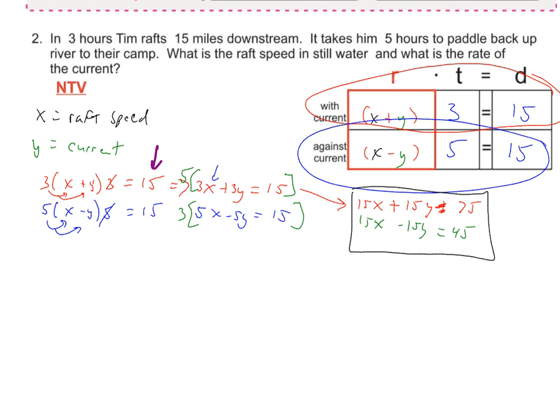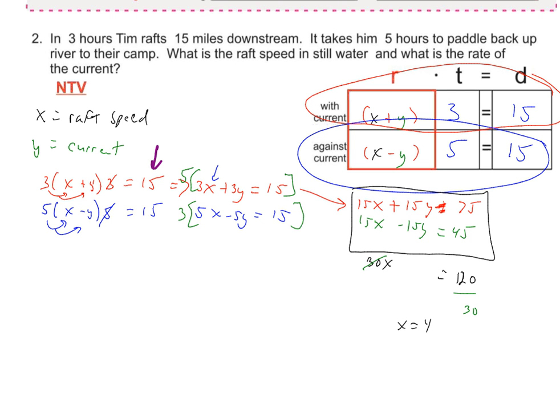Remember elimination, you're out to get one of the variables to be equal and opposite. Our y's are equal and opposite. 15x and 15x is 30x. 15y minus 15y is 0. Bingo, that's what we wanted. 75 and 45 is 120. We can do our shortcut and divide the left by 30, right? And we now have x equals 4, not 40. 120 divided by 30, you punch out on your calculator, is 4.